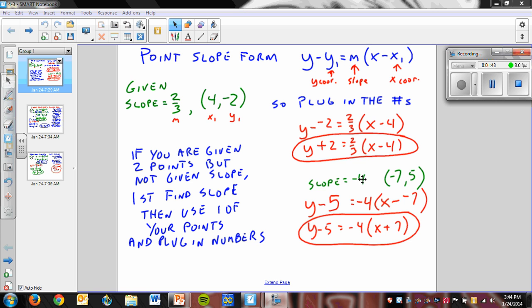Another example. Slope of 4 goes to the point -7, 5. Y minus y1, 5 goes there, equals m, the slope, times x minus x1. So minus -7 gets changed to x plus 7, and we have point slope form.